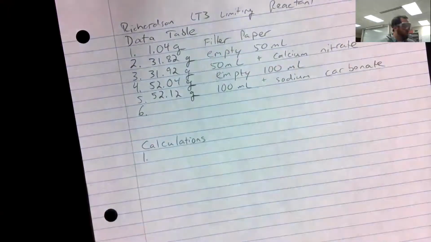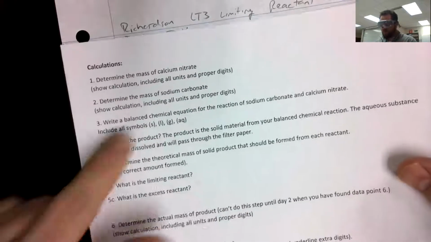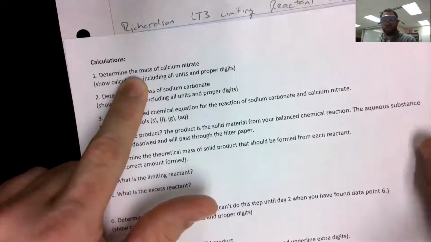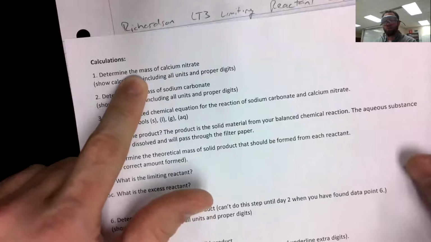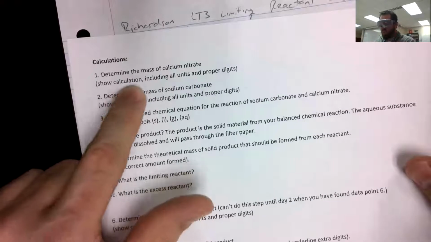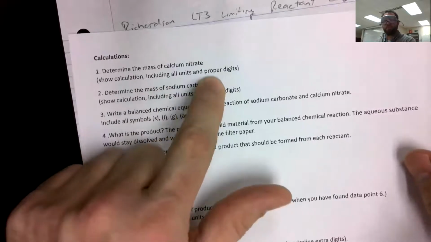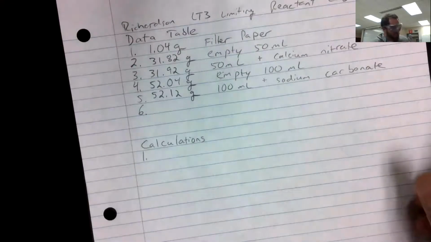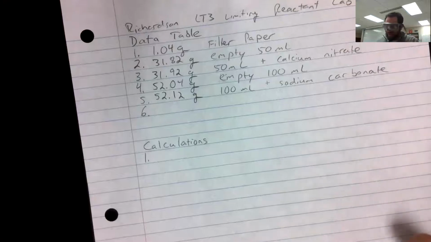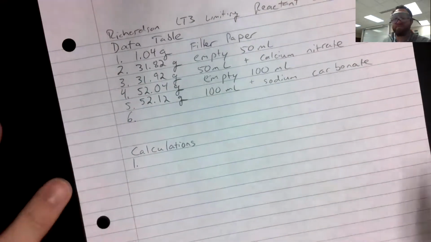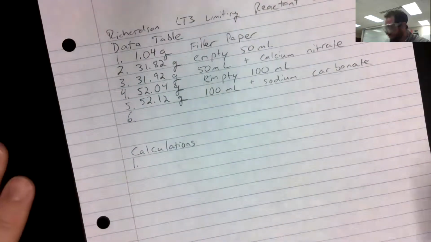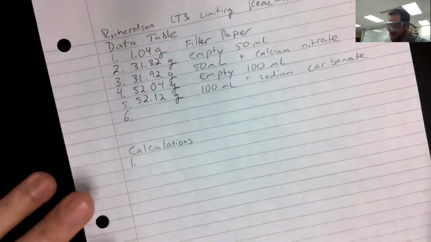And again, problem 1, they ask, what is the mass of calcium nitrate? Now, this is huge. Do not be lazy. You need to show me all of your work, including units and proper digits. Don't get lazy. It's not time to get lazy on me. This is a lab. You guys will be graded as such. So big points off for doing the wrong thing. So let's do things right.